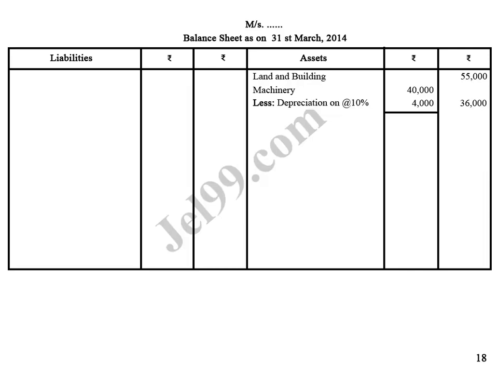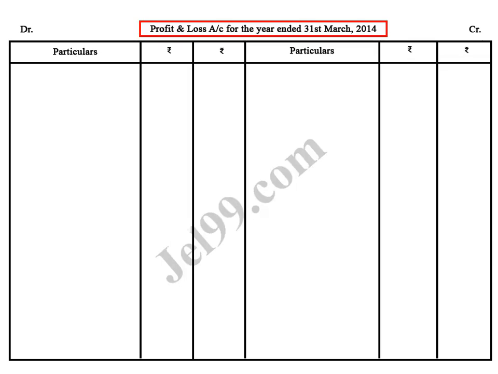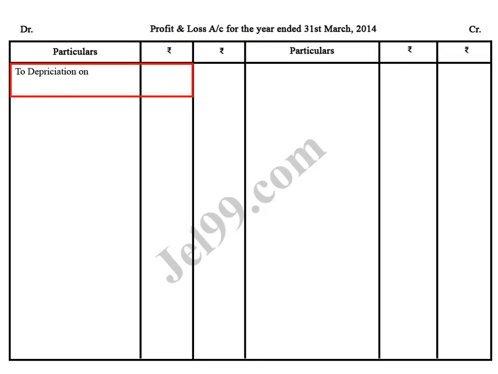Because depreciation is reduction in the value of fixed assets, hence it is reduced from fixed assets, and its second effect is shown in profit and loss account, debit side, under the heading of to depreciation on machinery, rupees 4,000, because depreciation is a loss of business, hence it is shown on debit side of profit and loss account. As per accounting rules, debit the expenses and losses, and credit the income and gains.